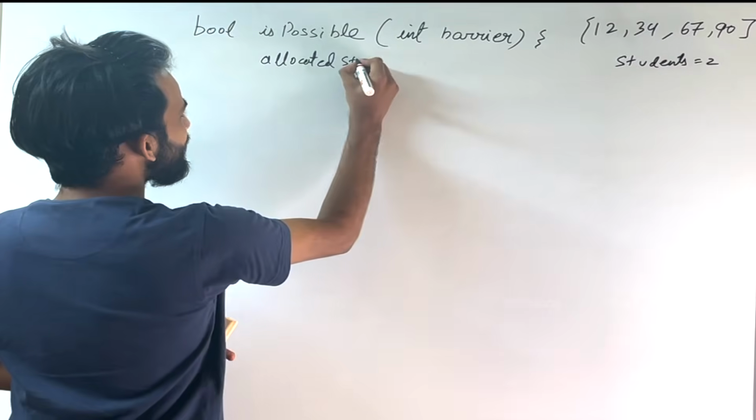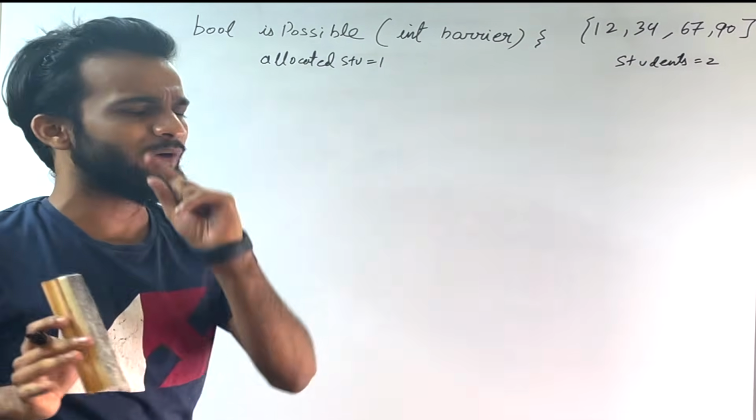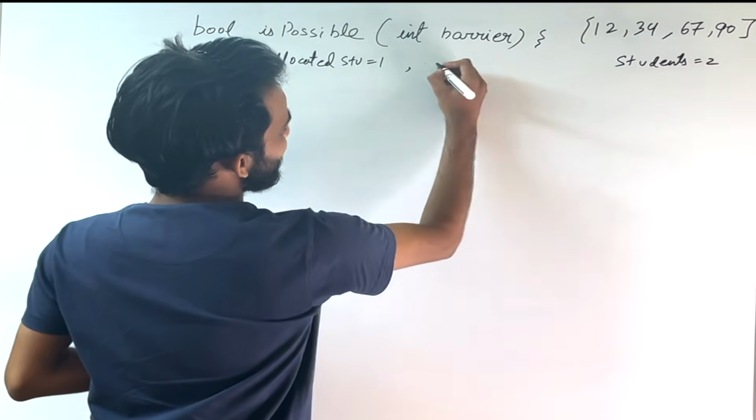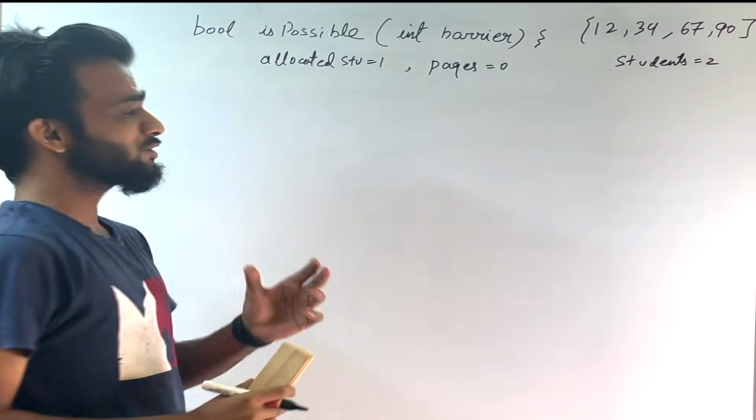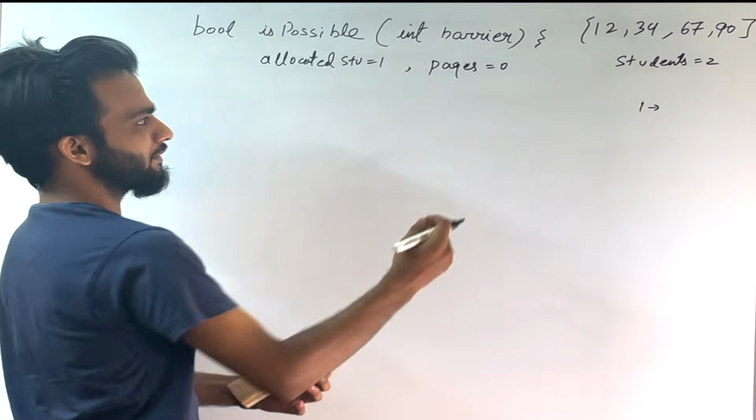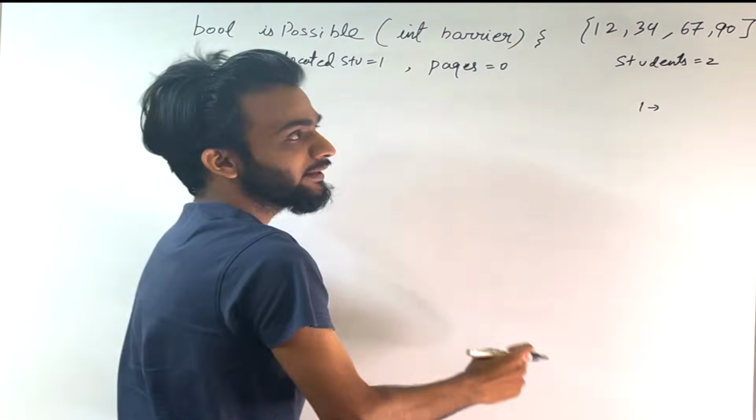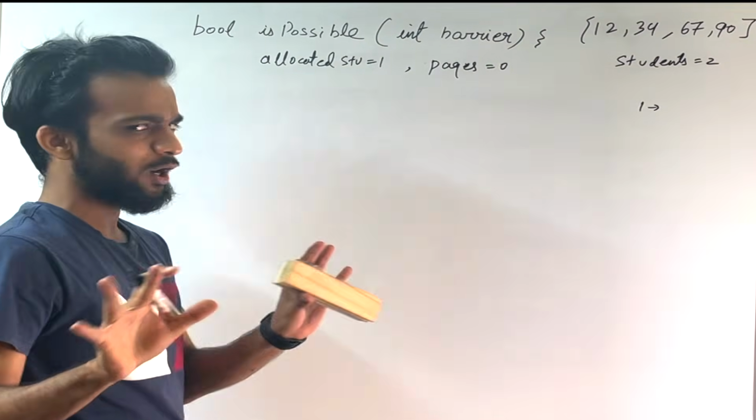So initially the allocated student is 1. As of now we have just started with 1 student. And the number of pages that I've allocated to the students is, as of now, 0. Because currently we have the first student and I haven't allocated anything. I'll take 12, then I'll allocate it. Then I'll take 34, then I'll allocate it. I'll take 67, then I'll allocate it. But as of now I haven't.